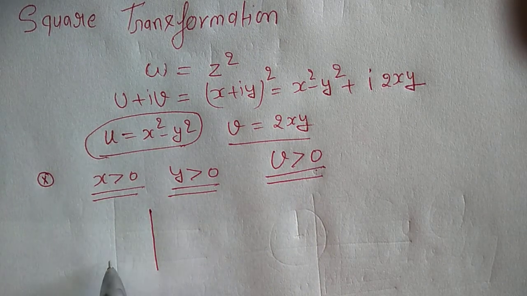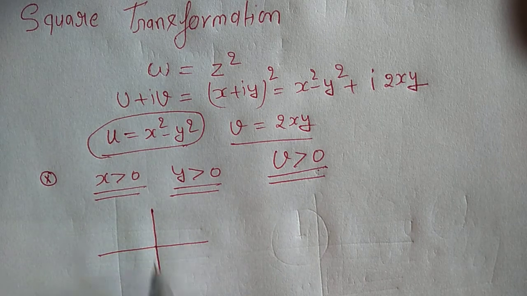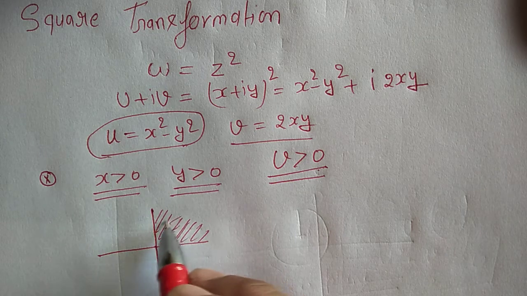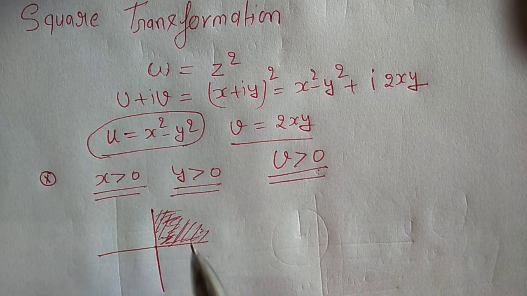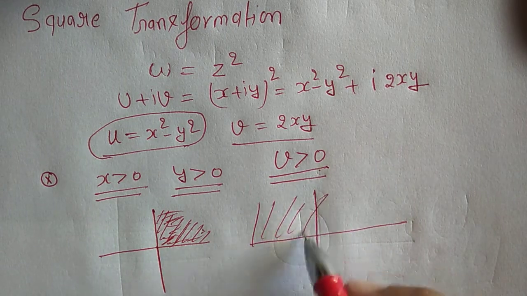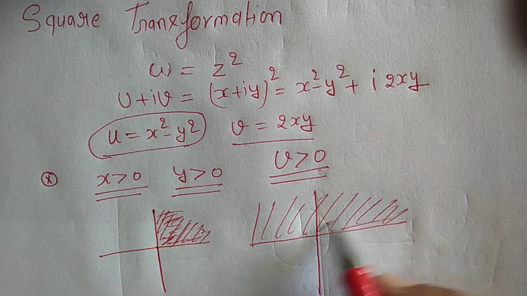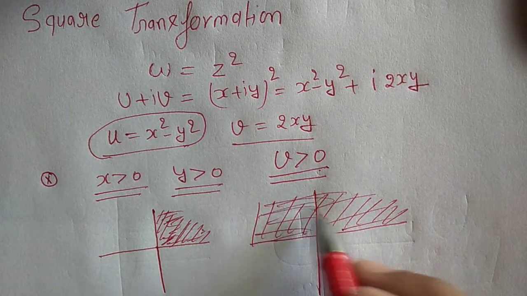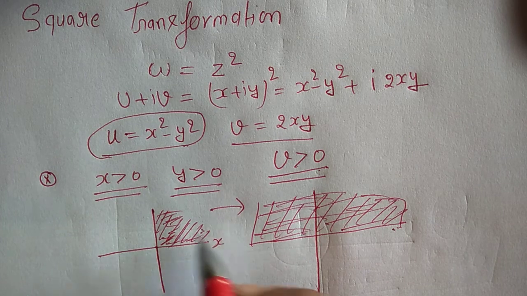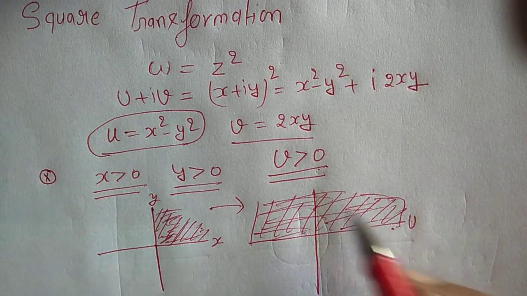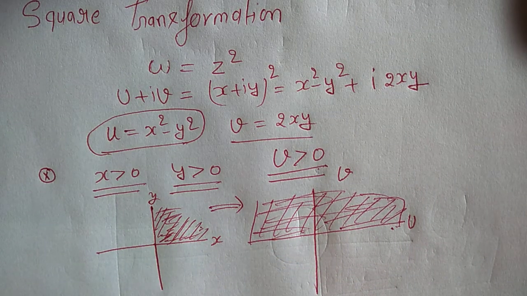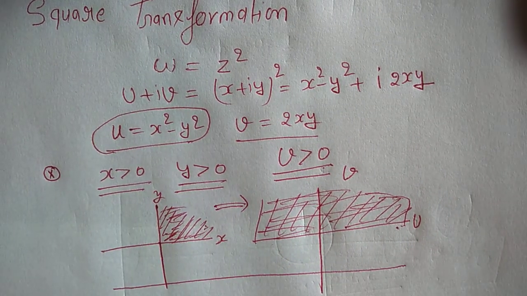So the image of the first quadrant will be the upper half plane. This was the first quadrant, and now the image will be the upper half plane under the square transformation w equal to z square. So this is the mapping, here x, here y, here u, here v. This is the square transformation.